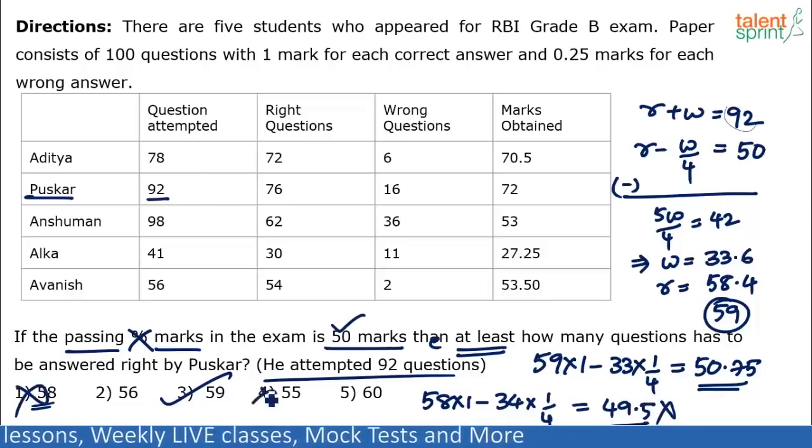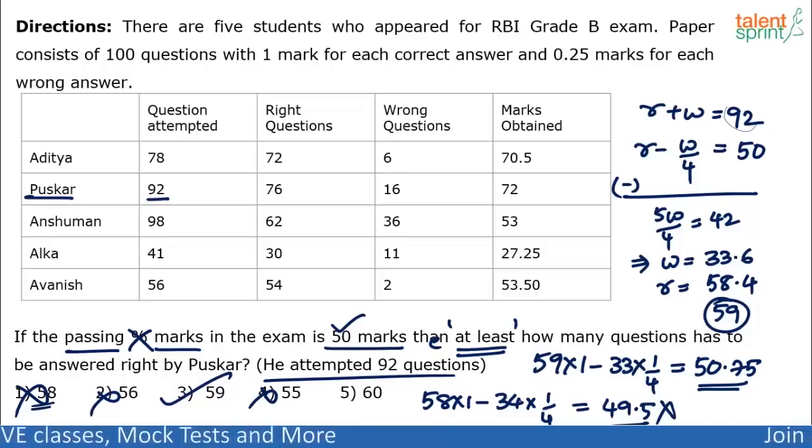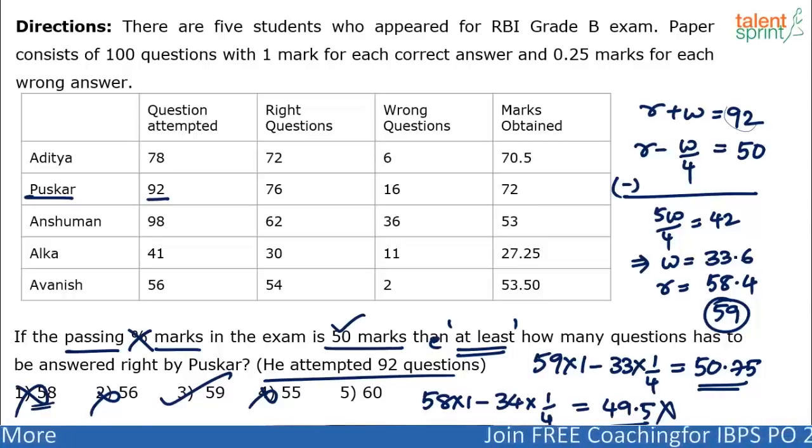Of course, 55 and 56 are also ruled out. 60 will also help him pass, but we are looking for at least how many questions have to be right. Yes or no? 60 also will help him pass the exam. By getting 60 questions right, he will score more than 50. But the idea is not just to score more than 50. The idea is to score more than 50 with the minimum number of questions being right. In that case, option 3, 59 will be the answer.